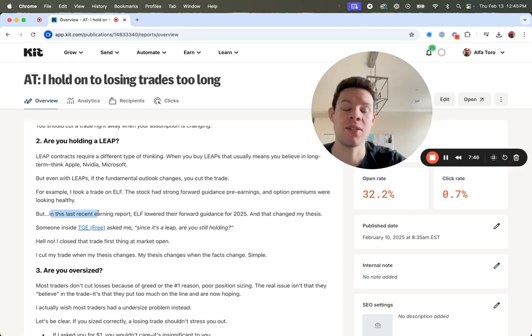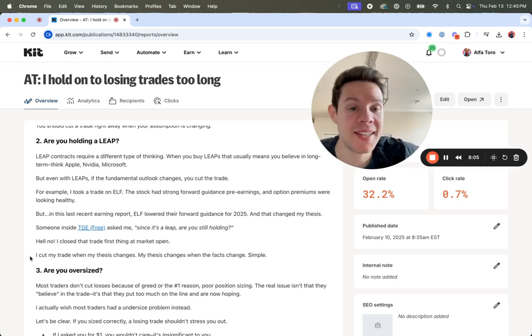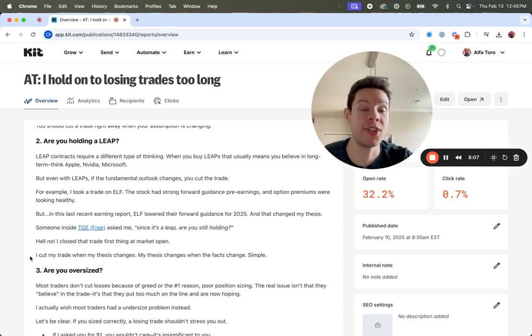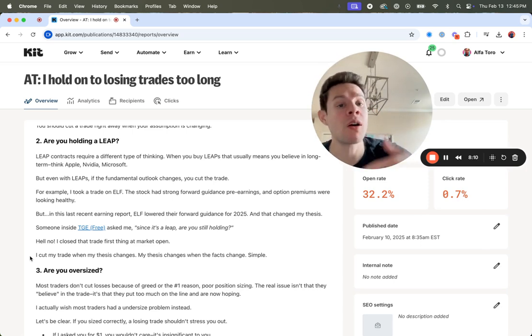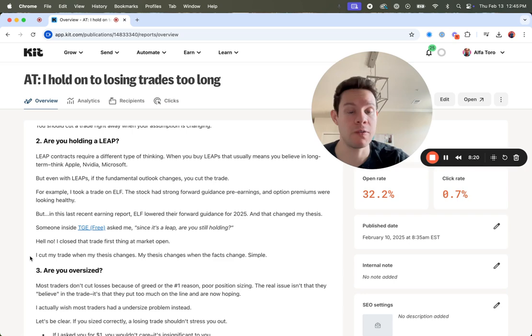But in the recent last earnings report, they lowered their forward guidance for 2025. And so because of that, my thesis changed. Someone inside TG Free asked me, since it's a leap, are you still holding? I said, hell no, I'm not holding that sucker. Okay, I closed that thing first thing at market open because the thesis has changed. My thesis was strong forward guidance for the year 2025. Let's get a leap. Let's capture a quarter or two-quarter movements worth of price action and see if we can capitalize on that. But that was not the case. The guidance got lowered.